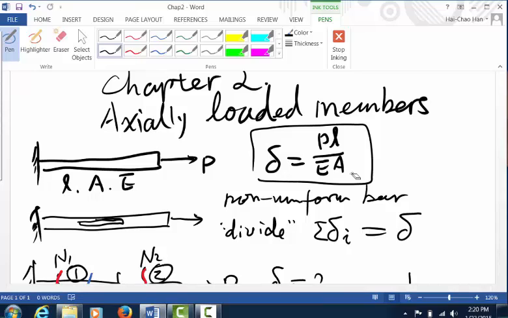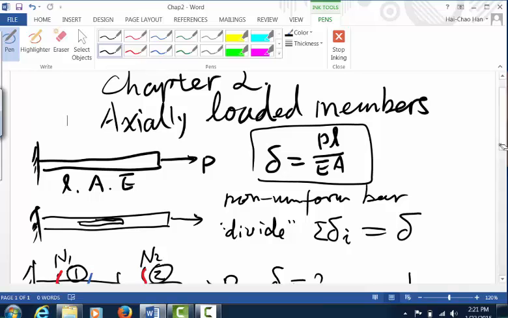Uniform bar. So what does uniform bar mean? That means all these parameters are the same everywhere. P should be the same everywhere. L is the total length. And then E is the same everywhere. A is the same everywhere.